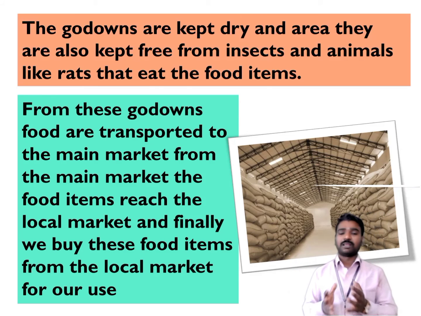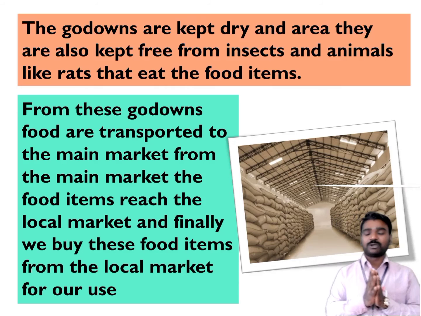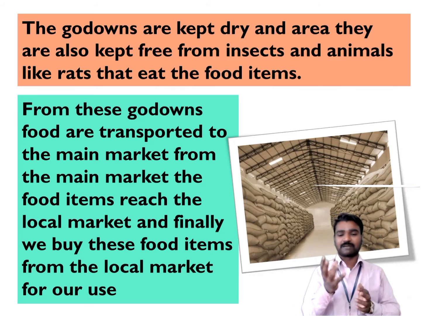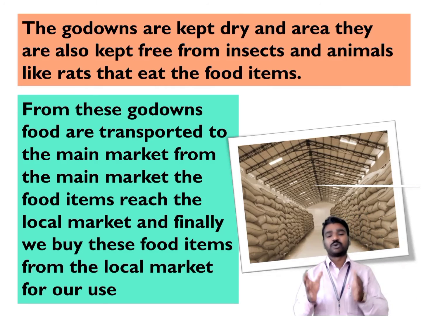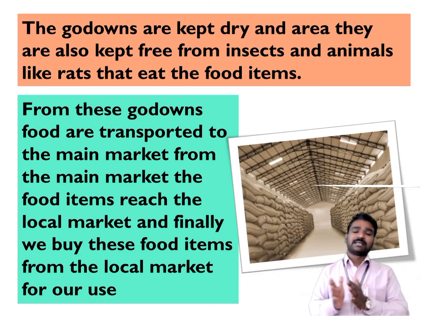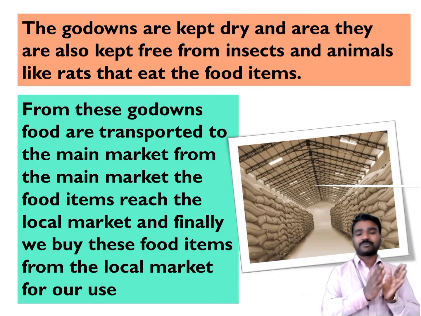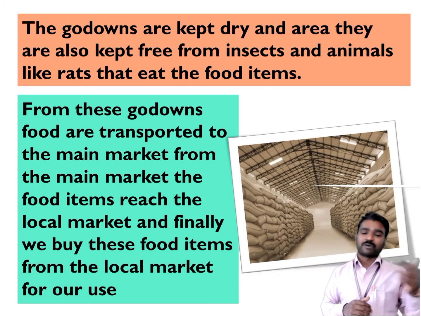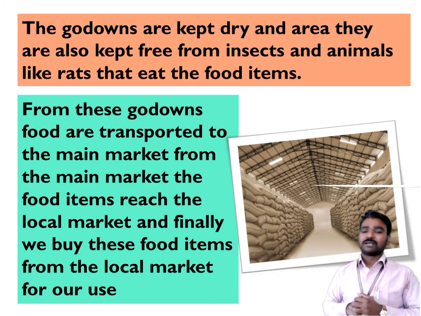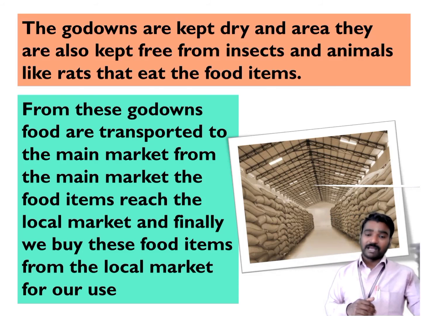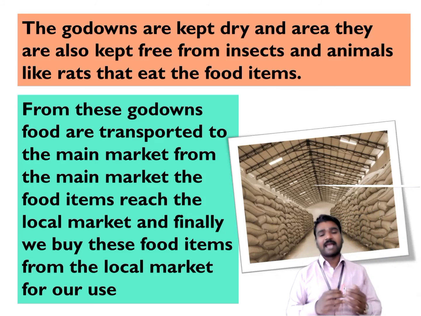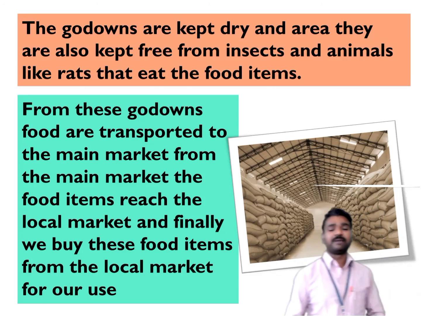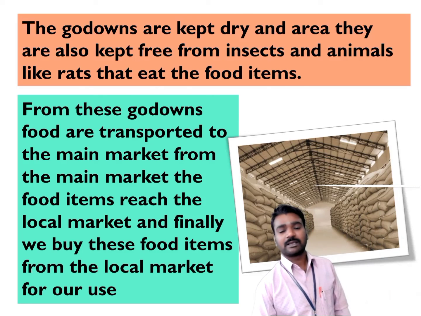Farmers do all the hard work in the farm. After that he gathers the fully grown parts of the plants, that means harvests the crop, stores it in the godown, and after that these grains, crops, food items are transported to the main market, from the main market it reaches the local market, and from the local market we buy them for our further use.